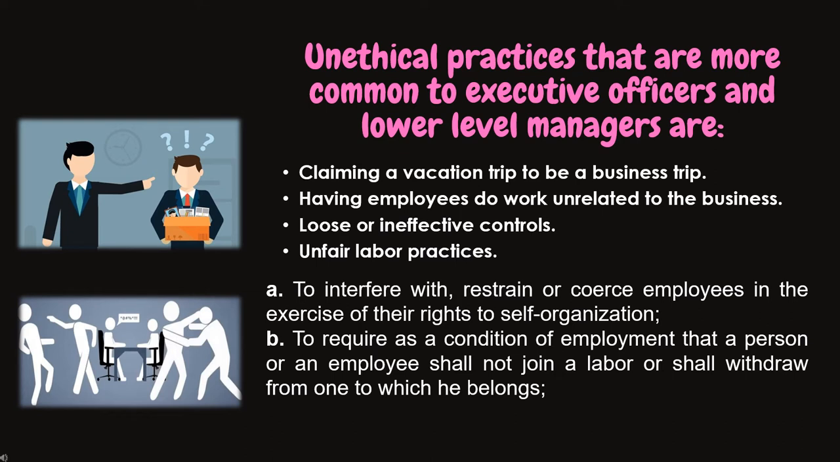Number two is having employees do work unrelated to the business. Executive officers and lower-level managers ask company employees to do personal things for them on company time, such as having the janitors water and mow their lawns, having the maintenance men do house or appliance repairs for them, and having subordinate employees secure a license or type letters pertaining to their other businesses.